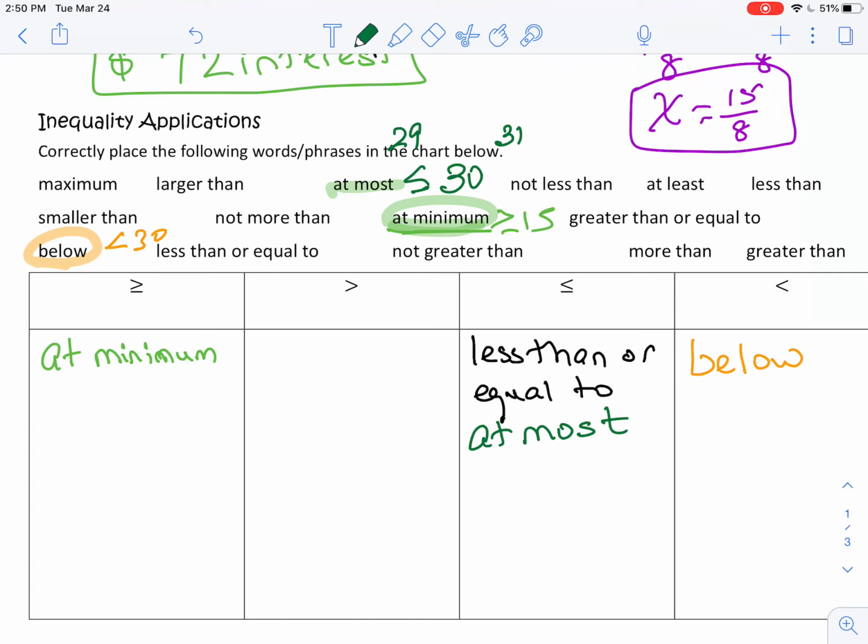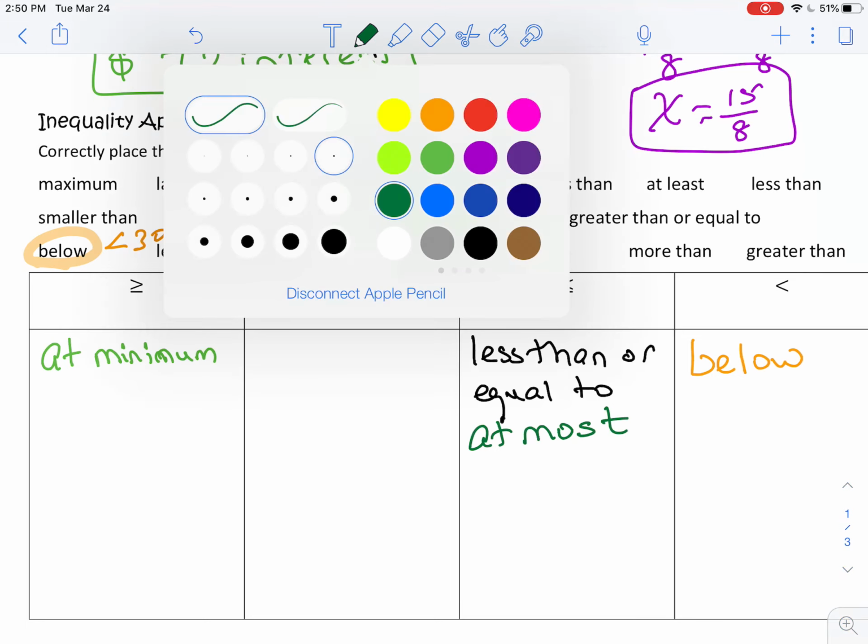All right. Now I want you to go through and do all the rest of these. So turn off your video, put all the rest of these phrases or words in the correct column, and then come back and I'm going to do them and let's see if we're the same.